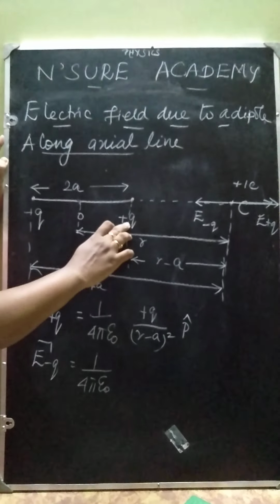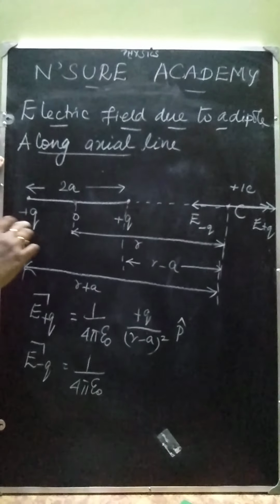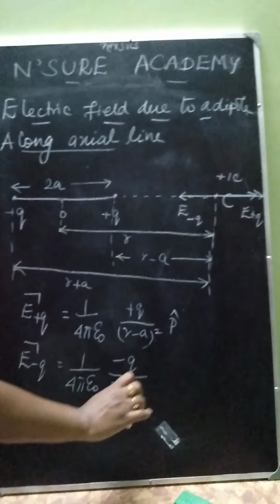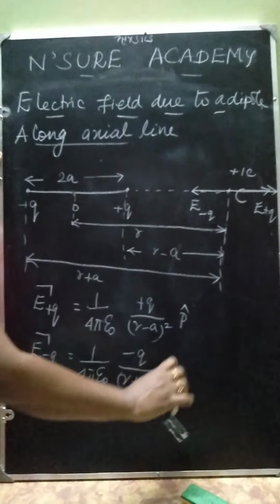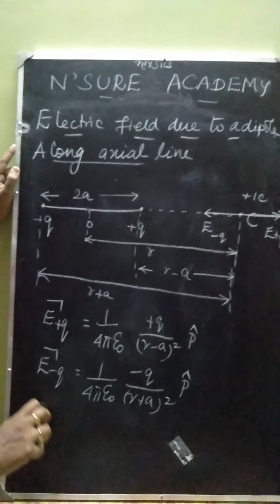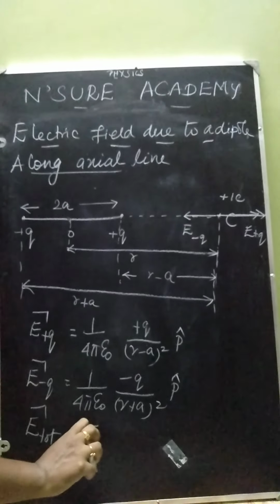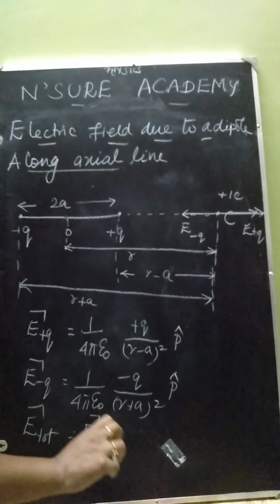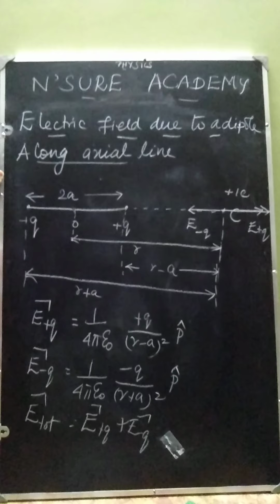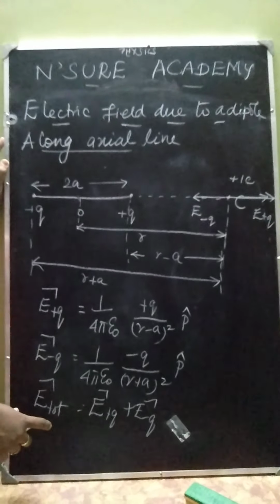Here I am having the plus q between the distance for electric field due to the plus q I took first. Then due to the minus q means minus q divided by (r plus a) the whole square. As it is a dipole, you need to take p cap. What is the total vector? E total vector will be the sum of two electric fields, which is E plus q vector and E minus q vector. We need to add both the vectors, both the electric field values, to get the final.